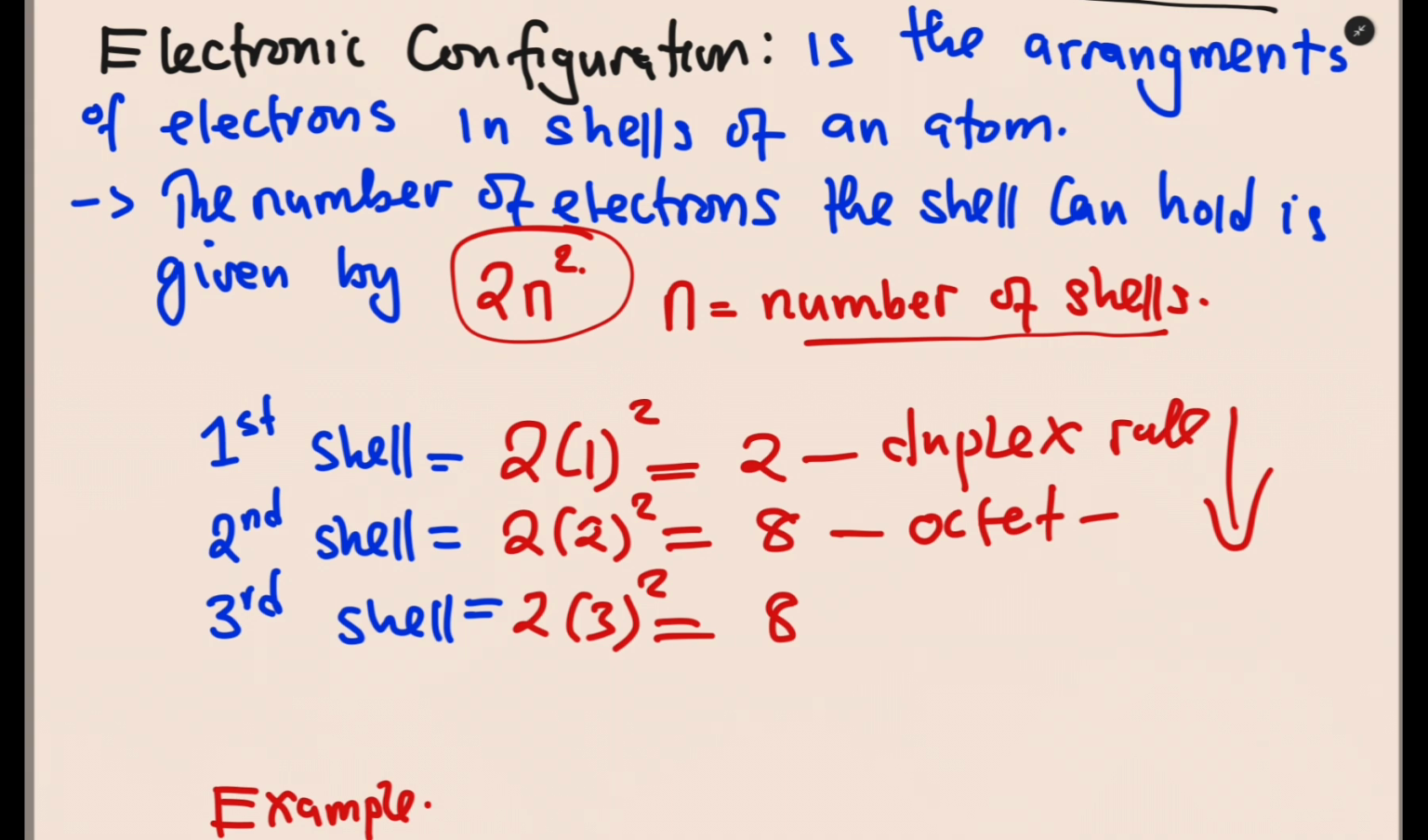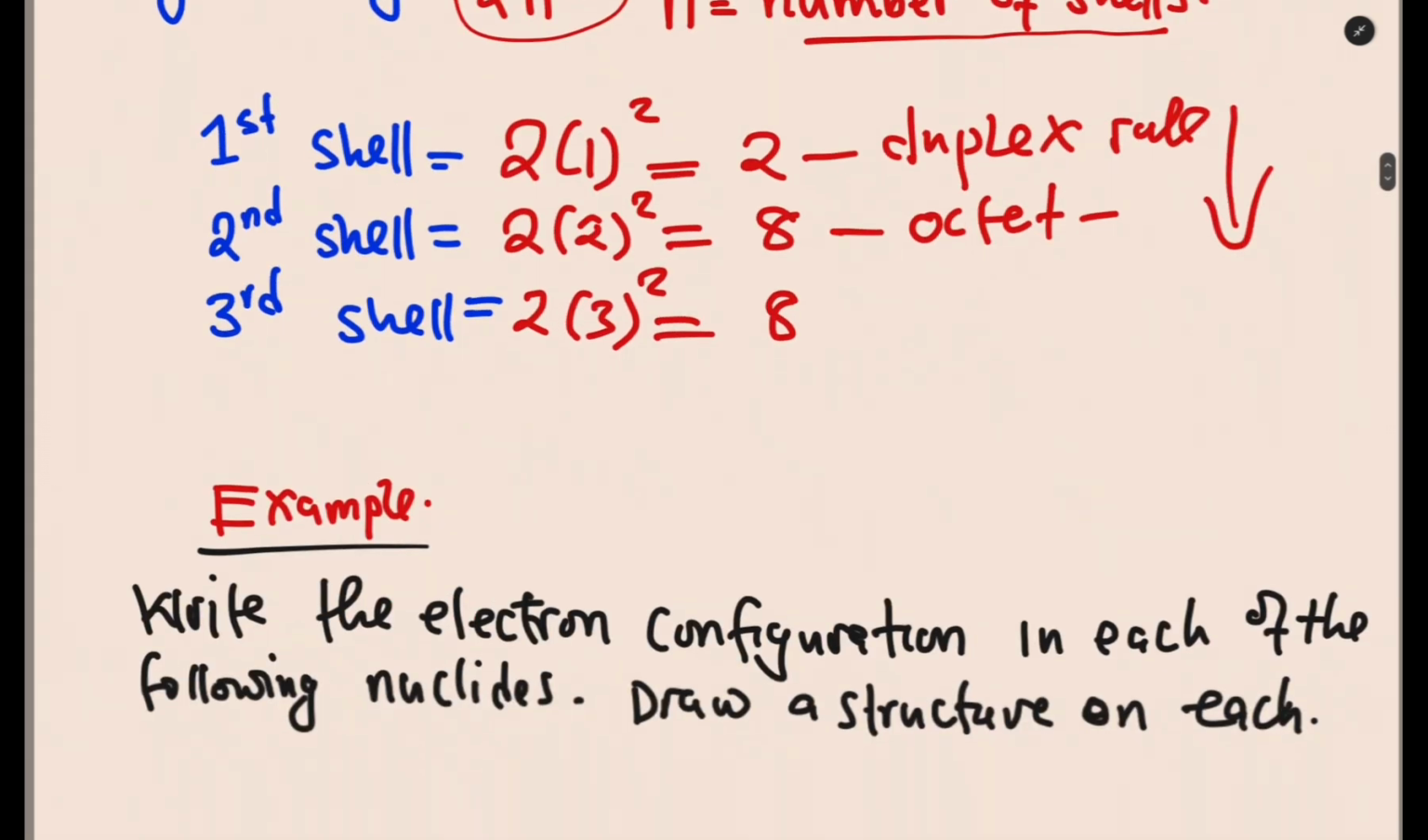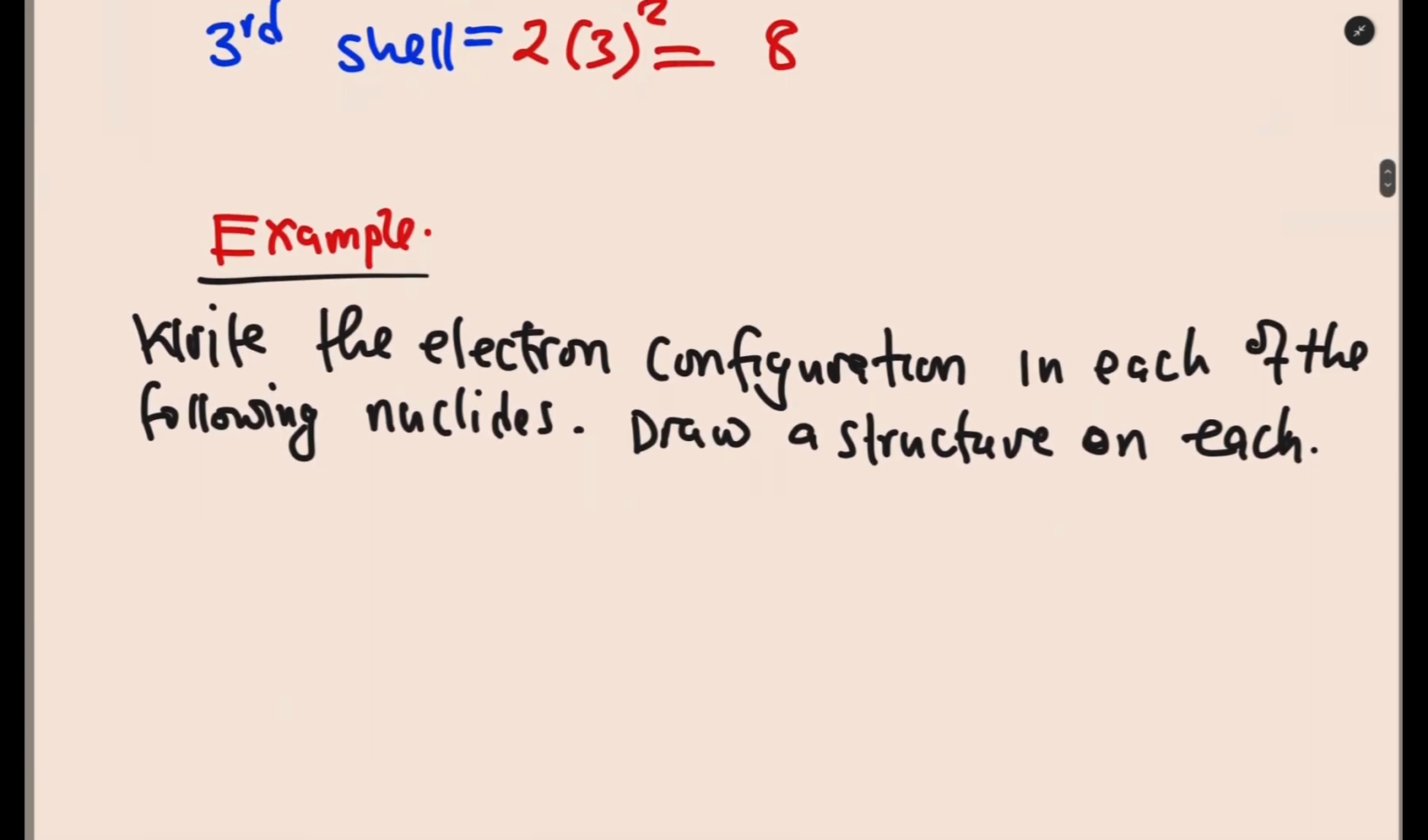But at the moment, you should know that in the first shell, as we assign the configuration, there should be a maximum of 2 electrons. In the second one, there should be 8. The third one, we are going to put 8, and so on and so forth. Okay. Now, to add some more to what I've just explained, let us look at an example. So here is an example. Write the electronic configuration of each of the following nuclides and draw the structure.